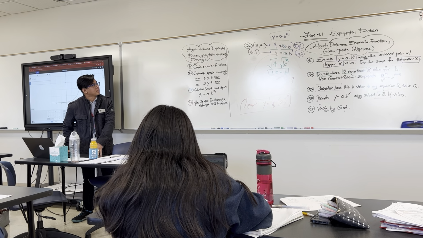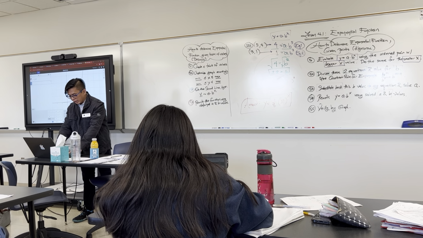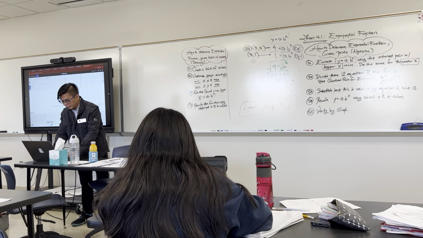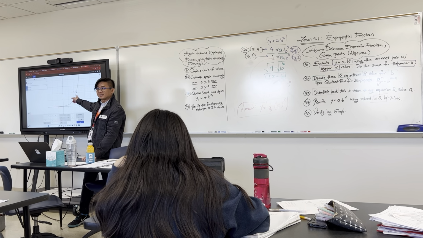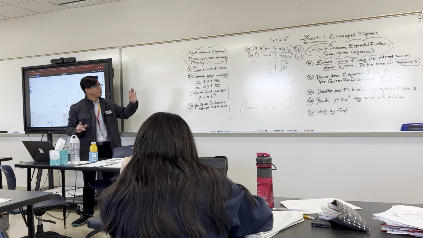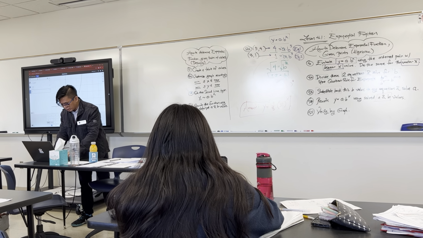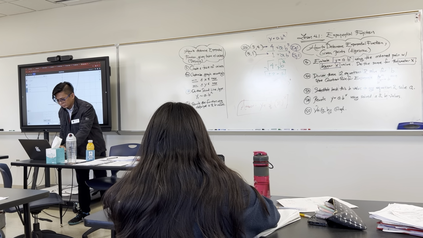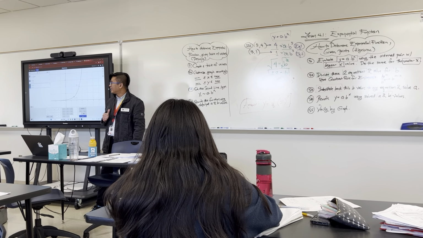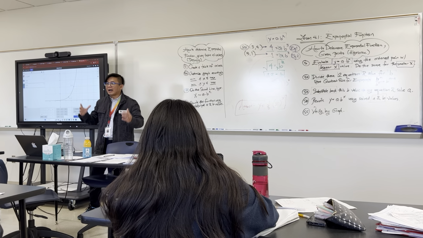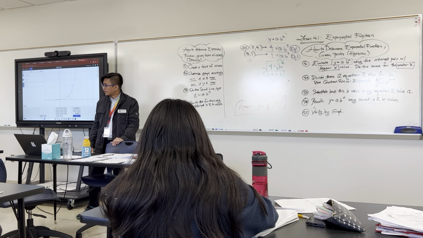Now let's see. What are the given points again? Is 5, 4 in there? Let's see. 5, 4. Yes, it is. Okay. And where's the other point? 3, 1. Is 3, 1 in there? Are we good, guys? So again, that is the algebraic way of doing that, okay?